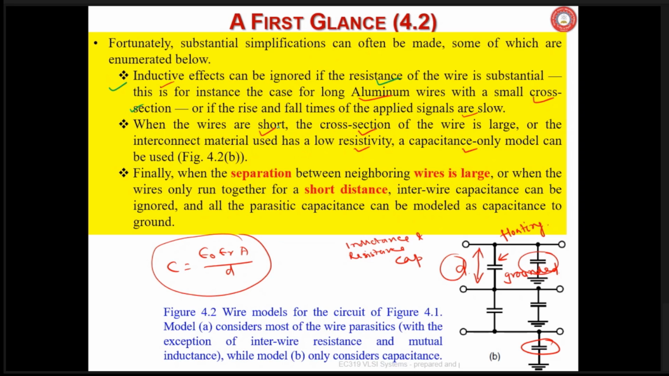When the wires are short, the cross section of the wire is large, or the interconnect material used has a low resistivity, a capacitance model only can be used. Of that kind of interconnect, you can model it with only capacitance, ignoring resistance because it's short and the diameter is more. Finally, when the separation between neighboring wires is large, or when the wires only run together for a short distance, obviously capacitance will be less. Inter-wire capacitance can be ignored in such a case.